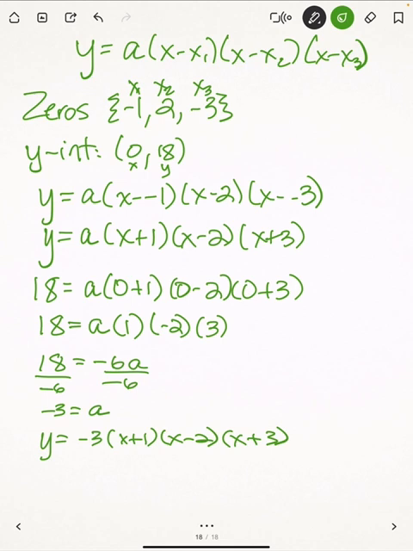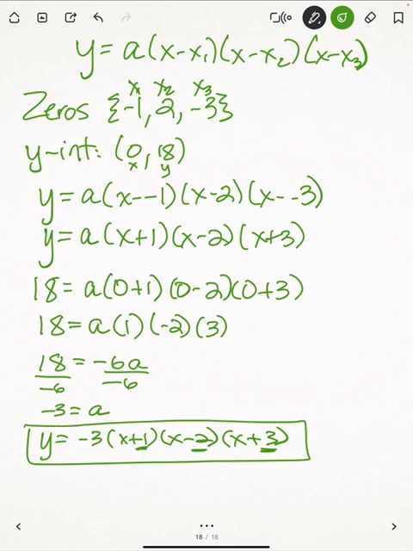Now, another way a student in one of my other classes mentioned was just to change the signs of your original x's. Our original x1 was -1, x2 was 2, and x3 was -3. So again, the opposite of -1 is +1, the opposite of +2 is -2, and the opposite of -3 is +3. If you want to remember it that way, that's fine. But essentially, that's going to be your final answer: y equals -3 parentheses x plus 1 parentheses x minus 2 and x plus 3.